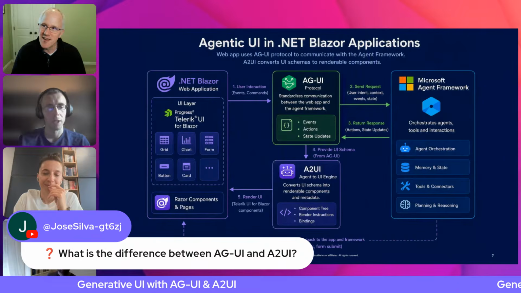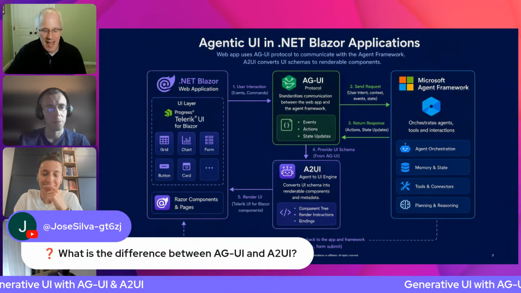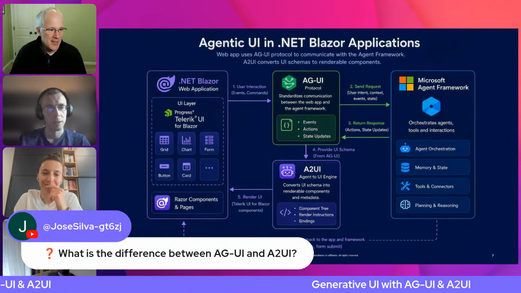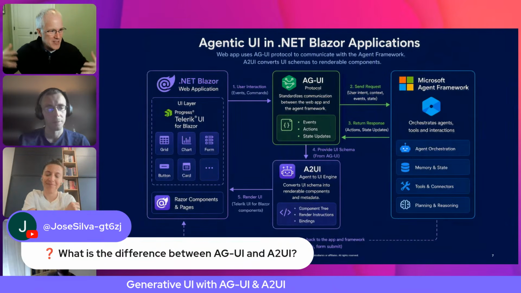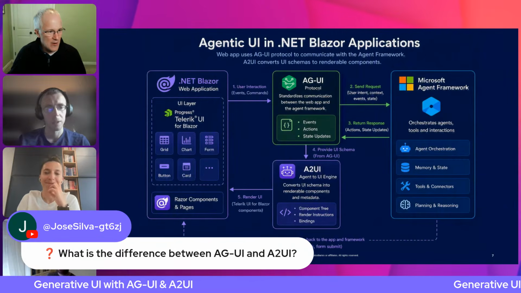Is it almost like a tool call where you advertise to the agent, hey, here are a bunch of widgets that you can choose from. If you want to use one, just let me know. And then the app takes care of rendering that. Is that how it works?